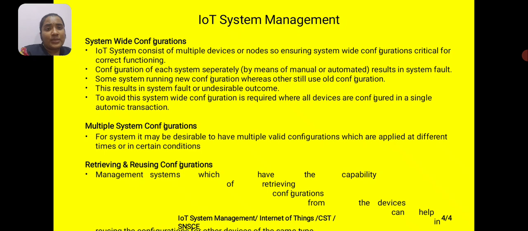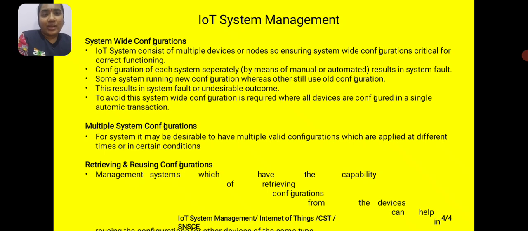For a system, it may be desired to have multiple valid configurations which are applied at different times or in certain conditions. For example, if some system or multiple systems get configured at a time, what we have to do is apply them at different times or in certain conditions. At different times you must apply this configuration, or in a certain period of time you must apply this configuration.